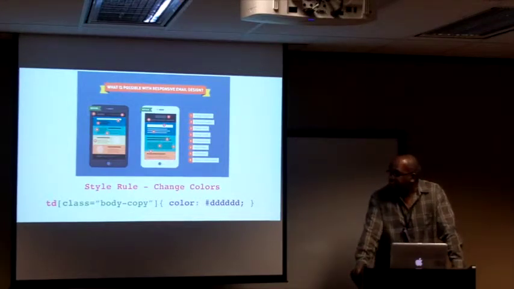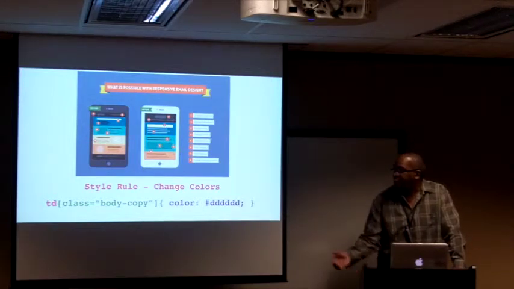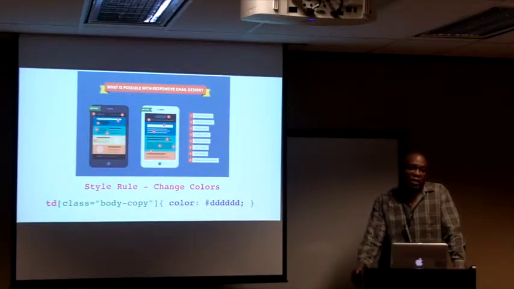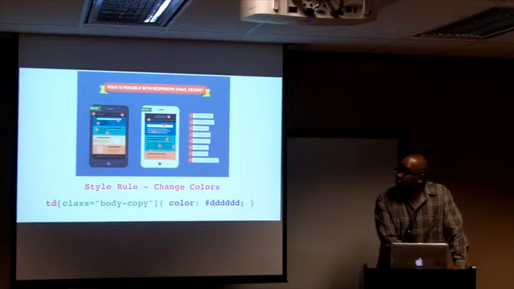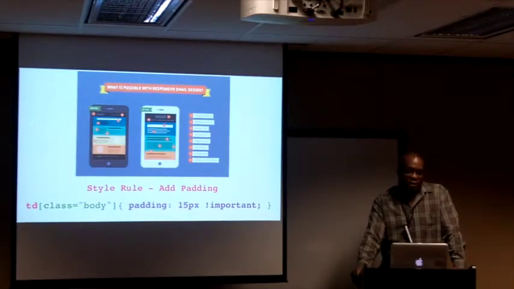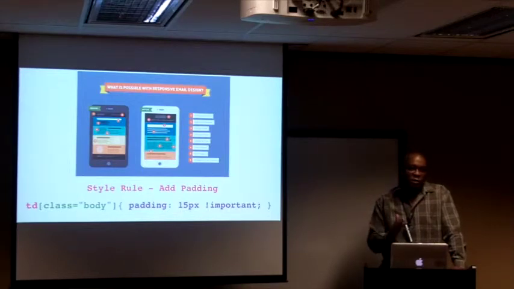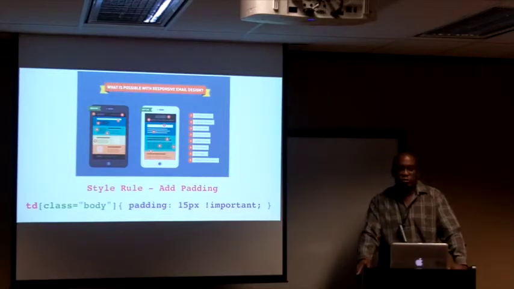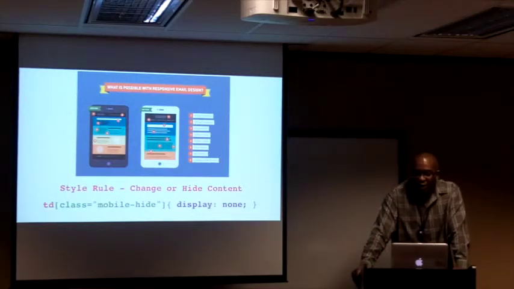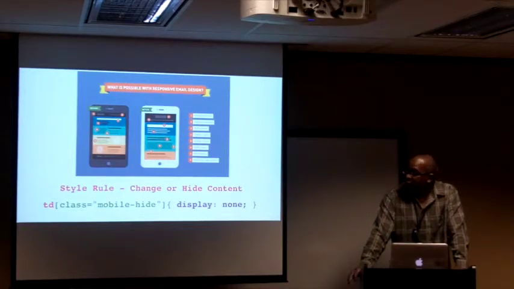Change colors. You have in the cell, the TD, you have body copy. You can put in whatever color you want. You can use either letters, or you can use the alphanumeric coloring system. You can also add padding. So in the body, you can add padding of 15 pixels. It's not really important because, of course, it will always adjust to the device that is being viewed on. You can change or hide content. That is the little piece of code there for the cell, and then you have the class, and then this one.